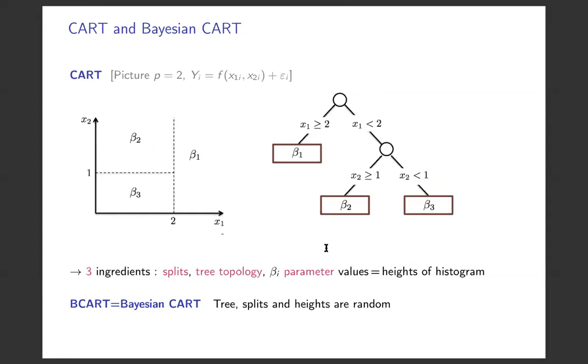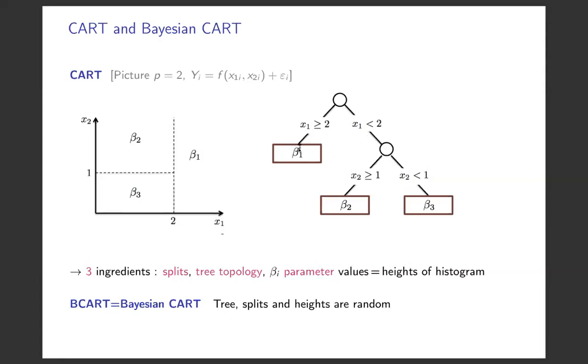From this picture, the message is that on the left-hand side, what you get in the end from the algorithm is a partitioning of your input or predictor space into regions. Here we have 3 regions, and some values, the betas, which are the values of your histogram output, here in dimension 2. And the partitioning is constructed via a tree in a recursive way.